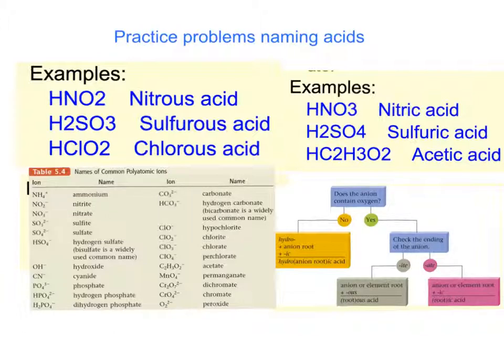We look these up. NO3 is nitrate. Now all of these are going to follow under this direction here. So we're going to name it as nitric acid, dropping the ATE followed by the word acid. Here this would have been sulfate, therefore this would be sulfuric acid. The C2H3O2, some students have trouble finding that one, and that's right here, that's acetate, acetic acid.